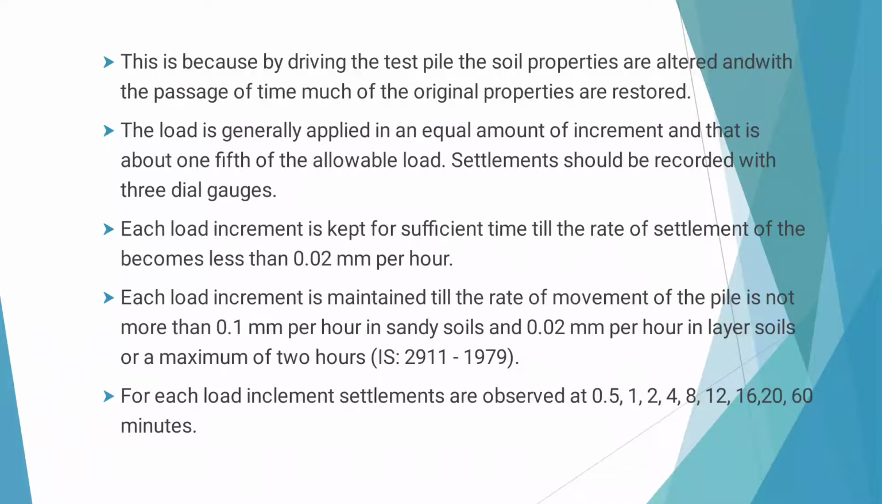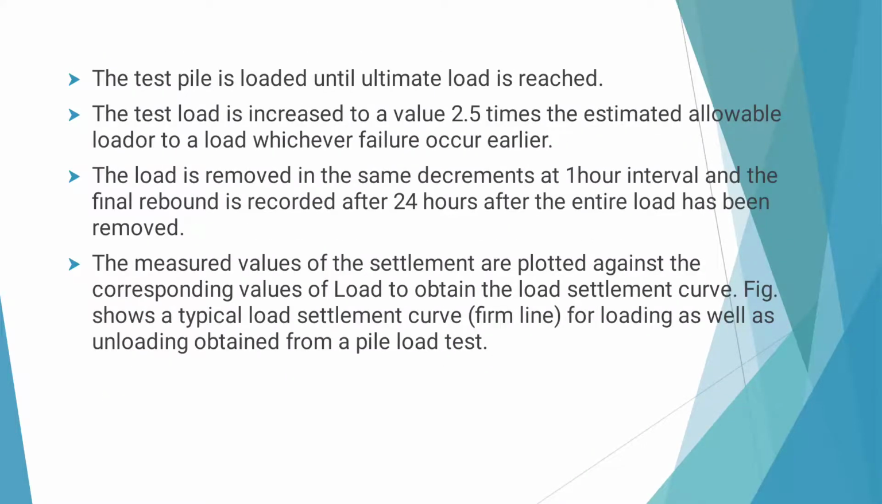Next, for each load increment, the settlement is observed at corresponding times, that is 0.5, 1, 2, 4, 8, 12, 16, 20, 60 minutes. Next, the test pile is loaded until the ultimate load is reached. Next, the load is increased to a value of 2.5 times the allowable load, and it is removed in the same decrements through the same interval. After 24 hours, the entire load has been removed.